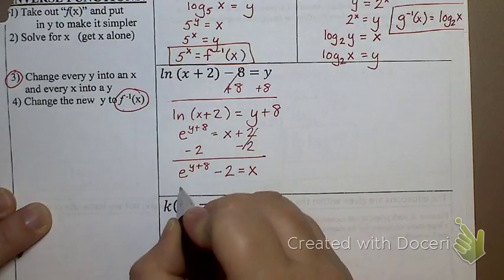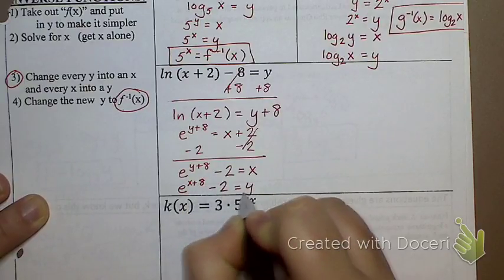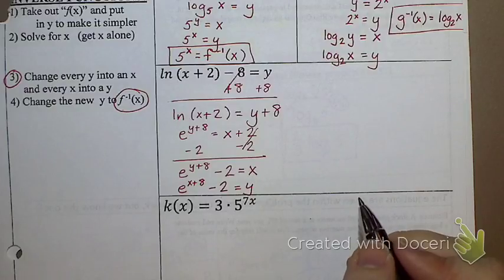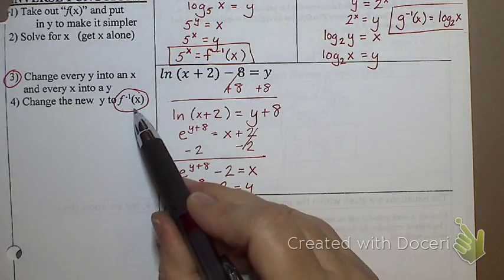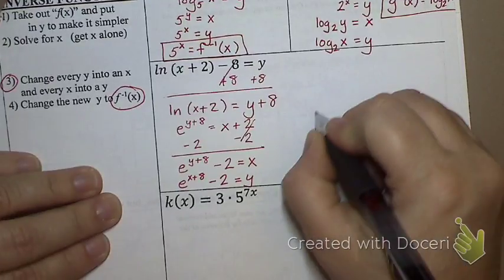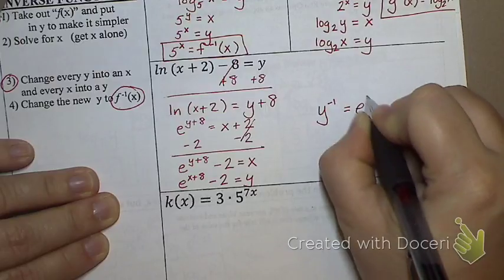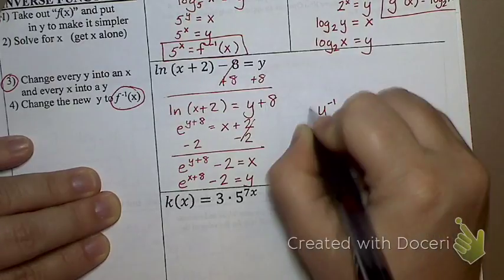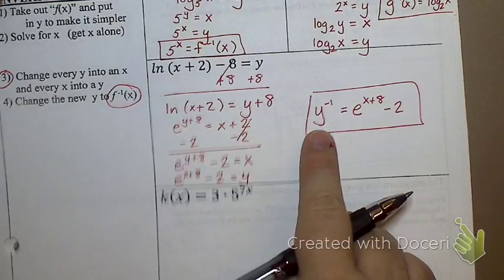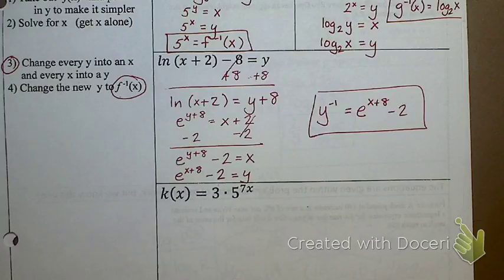Change your y's and x's. So e to the x plus 8 minus 2 equals y. And the last step says what? Change the y to the inverse notation, right? Well, we didn't have f of x, so I can't really use that inverse notation. So here's what I want you to do. I just want you to put y to the negative 1 equals e to the x plus 8 minus 2. That way it distinguishes that this y is the inverse of the original y equation we were given. Does that make sense? Okay.